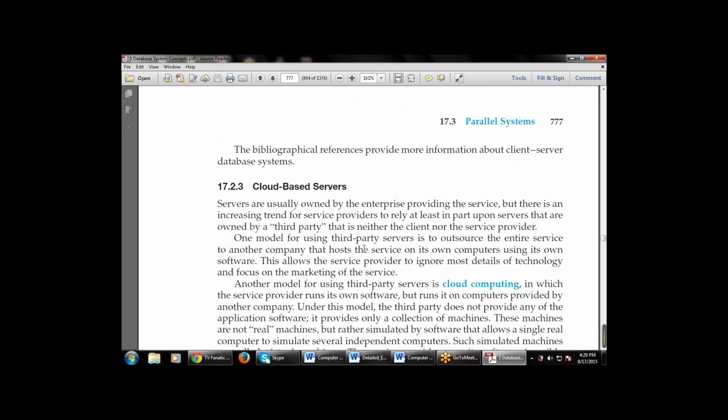Then we also talked about the cloud-based server, that is, the meaning of cloud computing, whose demand is increasing day to day. In cloud computing, a third-party server is used, in which the service provider runs its own software and provides services in the form of cloud computing.